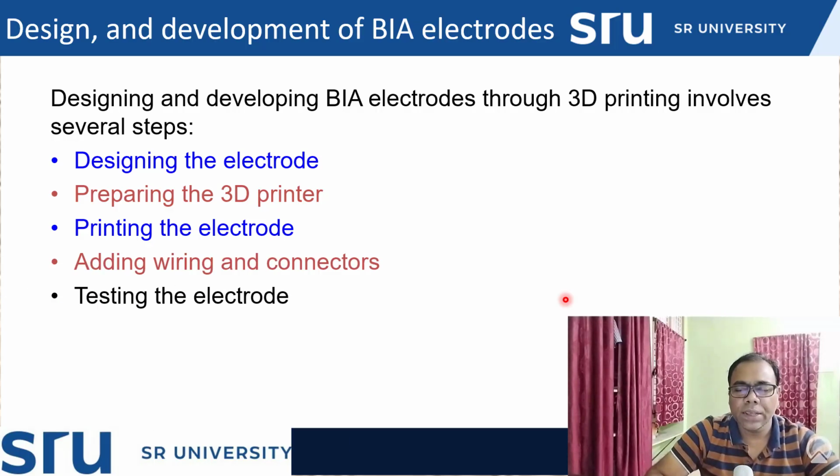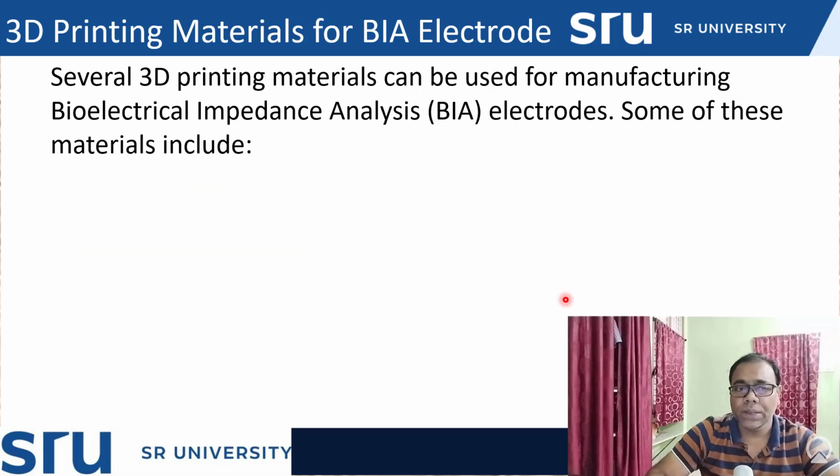After that, we have to perform testing and characterization of the manufactured electrode, to check whether the printed electrode has the proper strength, hardness and other parameters. Those will be checked during the testing and characterization of the electrode. So these are the things you have to adopt.